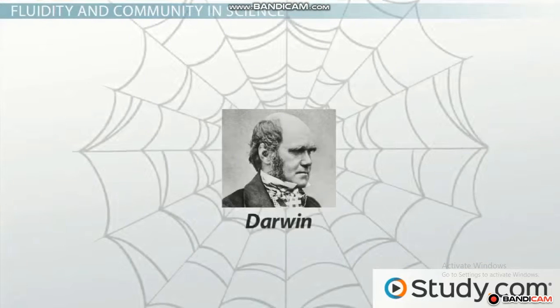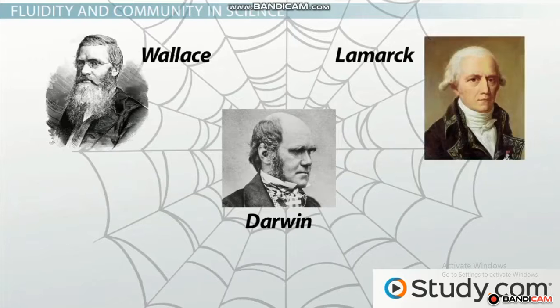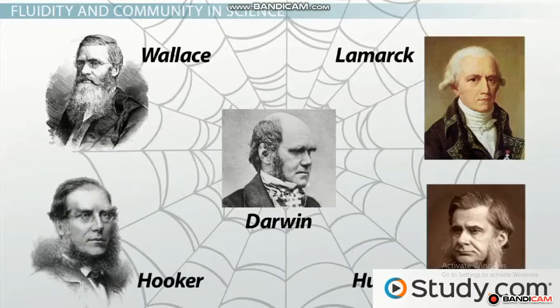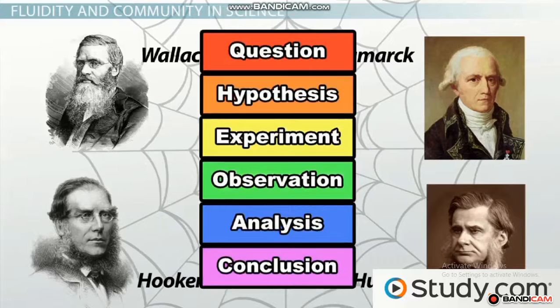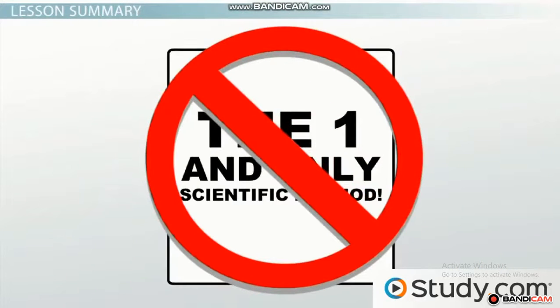Even Darwin had to compete with other naturalists like Alfred Wallace and Jean-Baptiste Lamarck. But he also worked closely with his friends, Joseph Hooker and Thomas Huxley, who also studied biology and helped him develop his theories. As you can see, the scientific method does not work in isolation. It functions within a community, both inside and outside the realm of science. So it turns out there really is no one way to follow the scientific method.